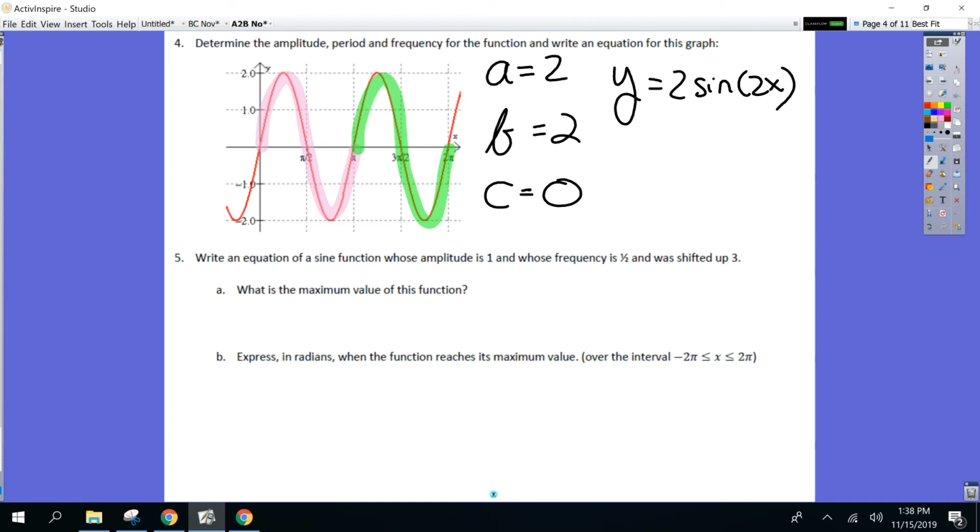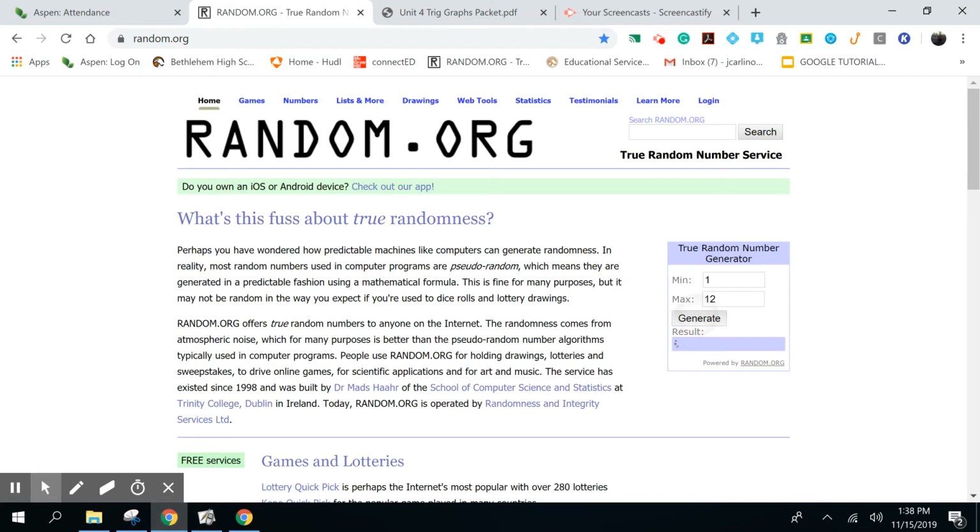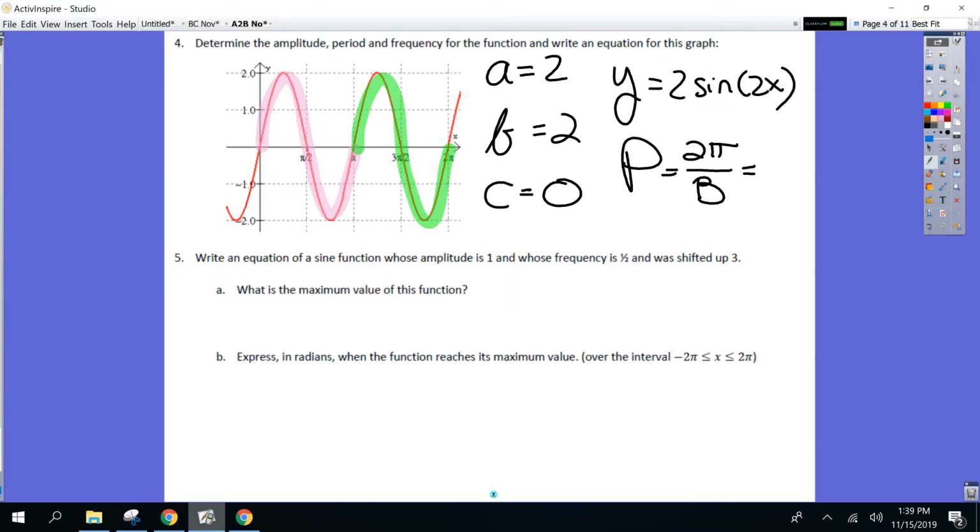And then I'm going to have somebody go ahead and find the period now. Whenever you're ready, what was the period? Pi, good job. Picking this up all right? We okay?